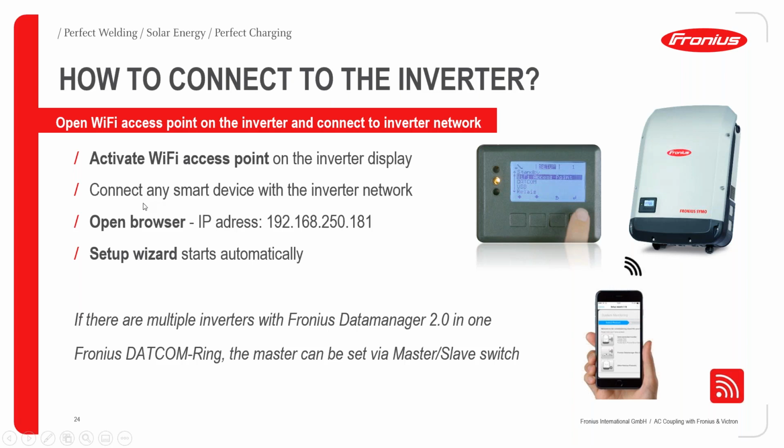Then next, you now have to connect any smart device to the inverter network, of course. Open the browser and then input this IP address, 192.168.250.181. This automatically opens up the setup wizard, and then you can successfully connect your inverter to the system. If there are multiple inverters in the system, please ensure that you have just one master in the SolarNet ring. I will tell us more on that in the next slide.